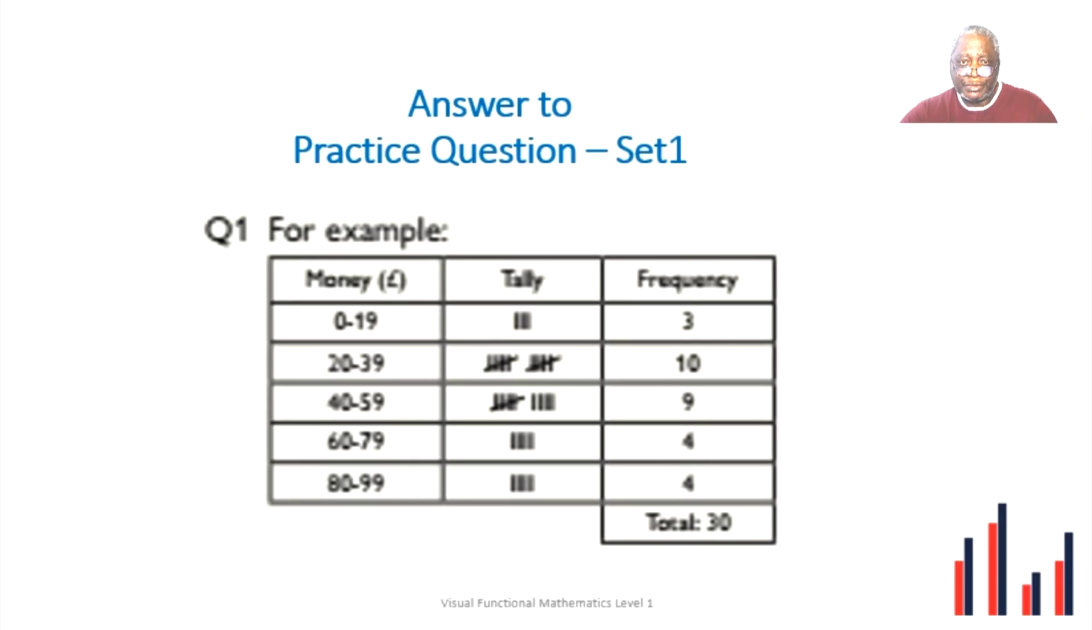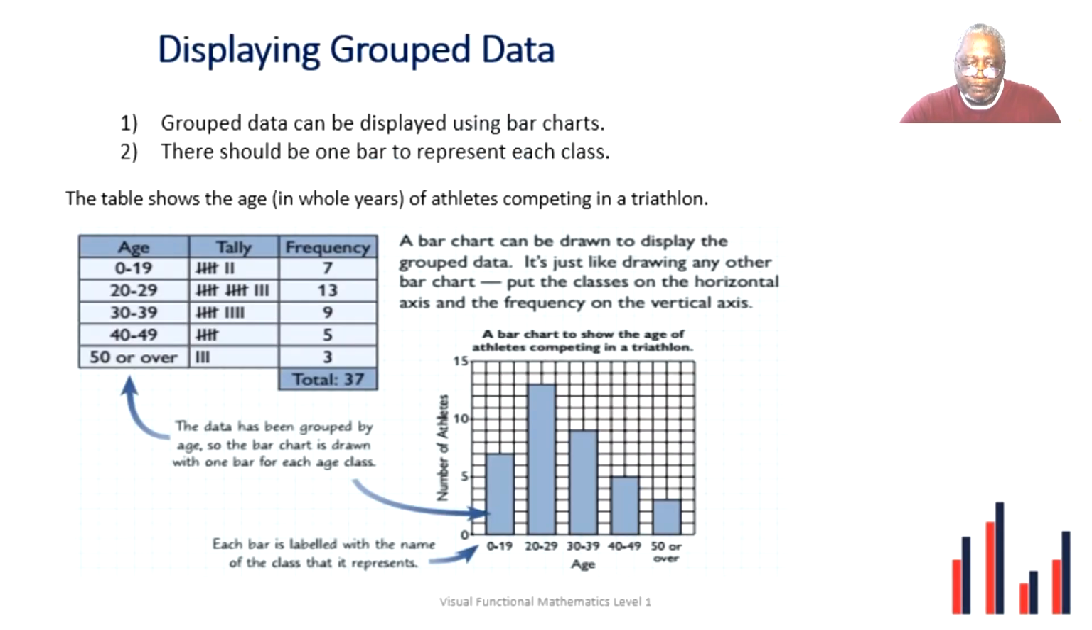Go through it. Check that you have a total of 30 frequencies. Then you know that you're right. Okay? If you get any error, check it again and do it as many times as you have to until you get it right. Yeah, that's good practice. Displaying group data.